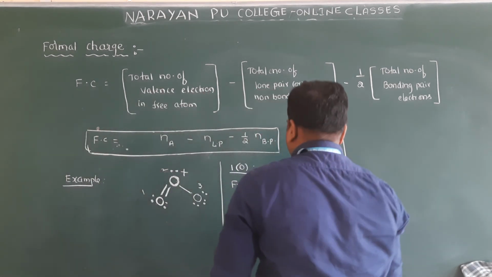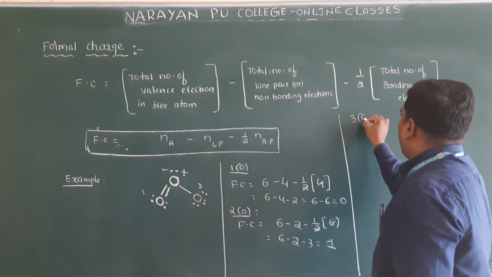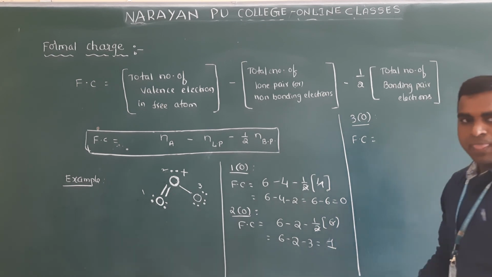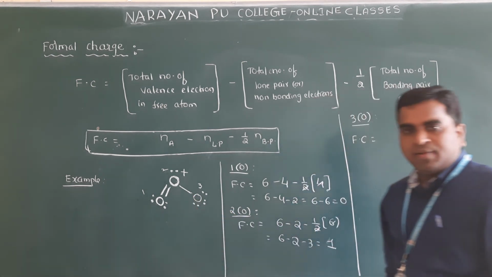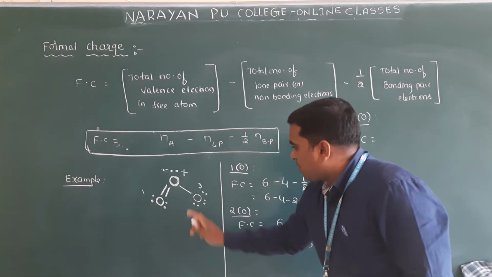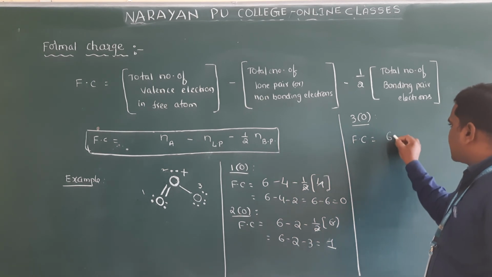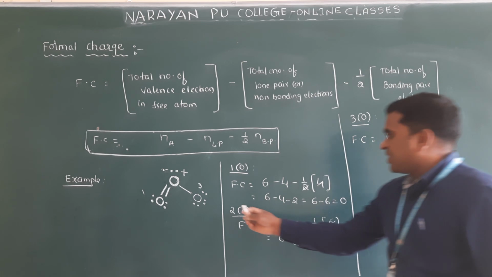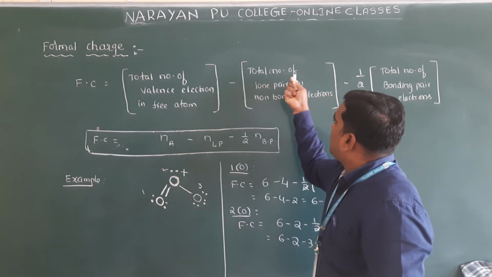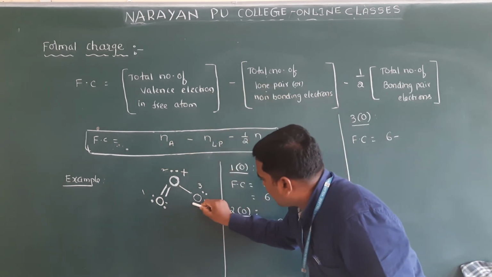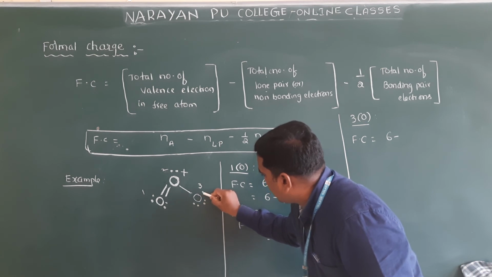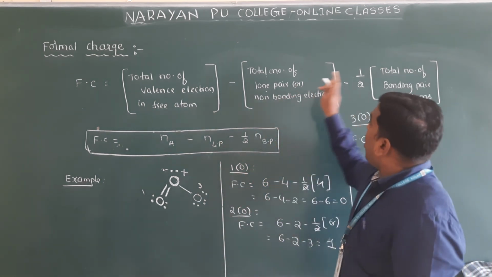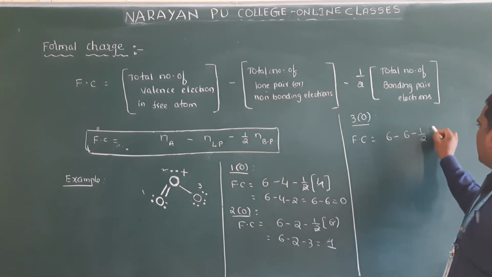So last one. Third one, calculate the formal charge for the third oxygen. Calculate the formal charge for the oxygen. So what is this oxygen's formal charge? 6, because first of all we have to write the valence electrons, and after that the lone pair of electrons. How many lone pair electrons? 1, 2, 3, 4, 5, 6.